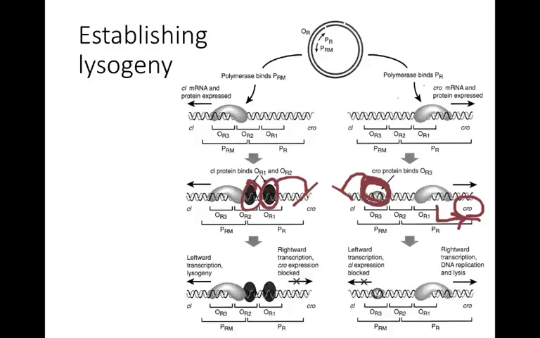At the same time, we find that actually the binding of C1 to OR2 will activate more C1 expression. And so we have not only a negative feedback, but a positive feedback here, where C1 is driving more of its own expression. Transcription in this direction, then, will lead to lysogeny and block the lytic life cycle.